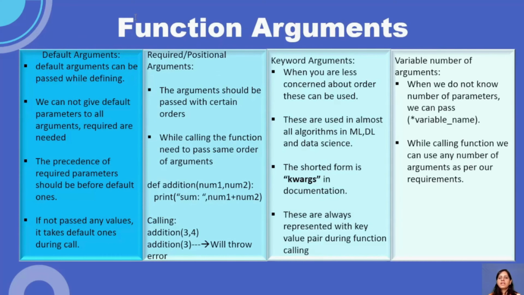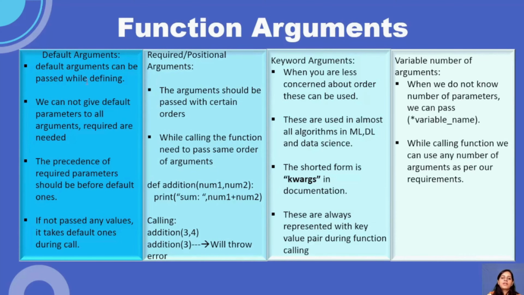So what are function arguments, guys? Whenever we enter arguments inside a function, those again have different types. What kind of arguments can you define inside your functions? One is default arguments, another is required or positional arguments, third is keyword arguments, and then variable number of arguments. We will cover each of these in our code part. I'm just explaining the basics of these things.